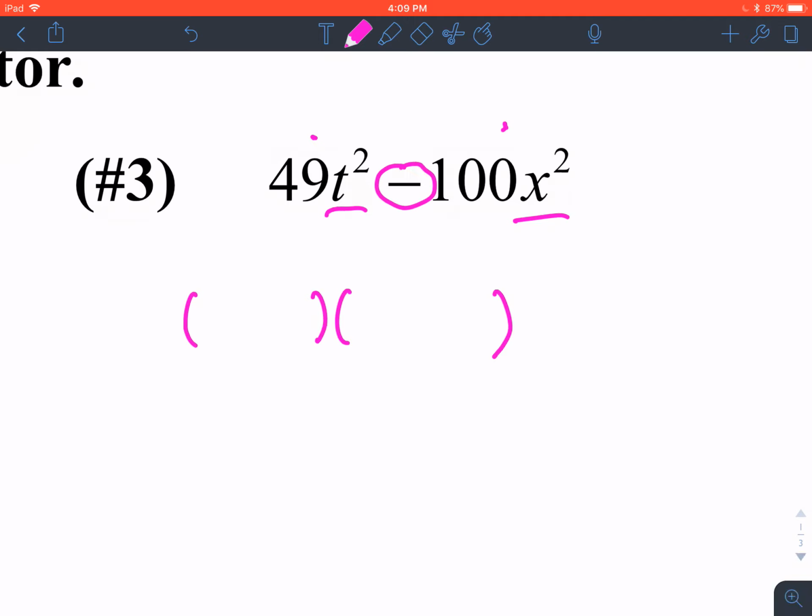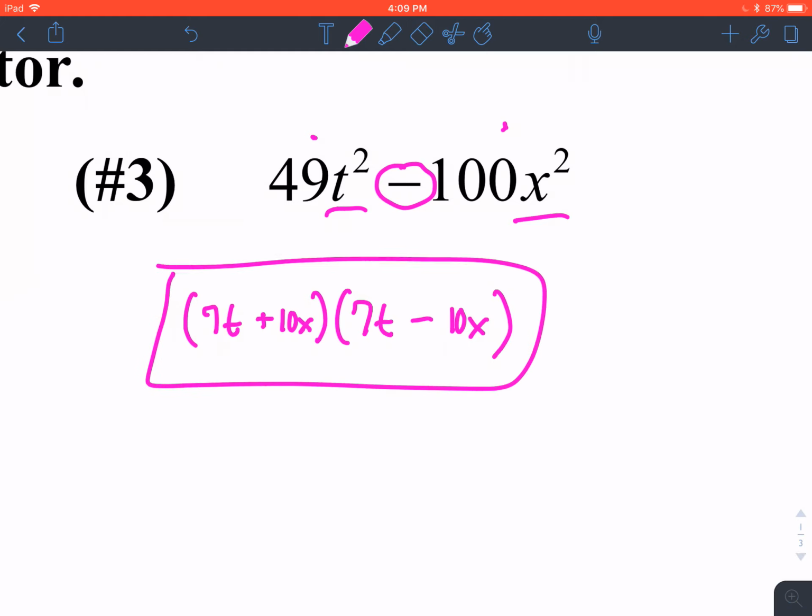Difference of squares. Okay? So what's the square root of 49t squared? It's going to be 7t. So we got 7t and 7t. What's the square root of 100x squared? That's going to be 10x. And we're going to put a plus and minus sign between them. So we got 7t plus 10x, and we got 7t minus 10x. All right, there's our answer.